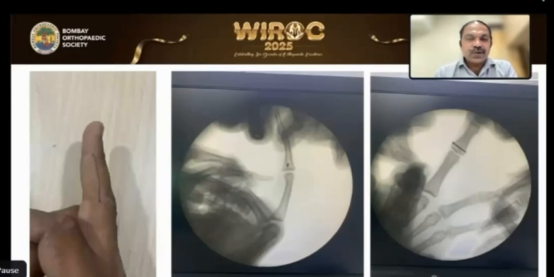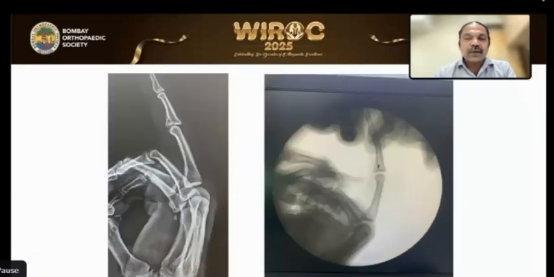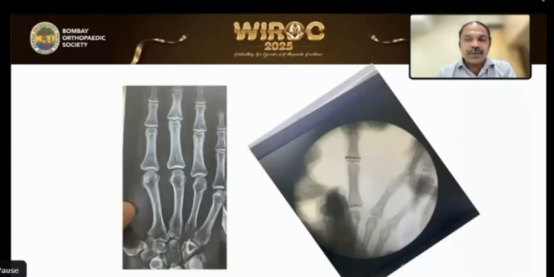This particular picture shows the mid-axial approach with darker dorsal skin and fair volar skin, through which we have approached in the mid-axial plane, and we could restore good compression of the fracture and articular congruity in both AP and lateral planes. As you see on the lateral view, the volar lip is restored well, and on AP view, there is good compression of the fracture with good reduction in the joint space.